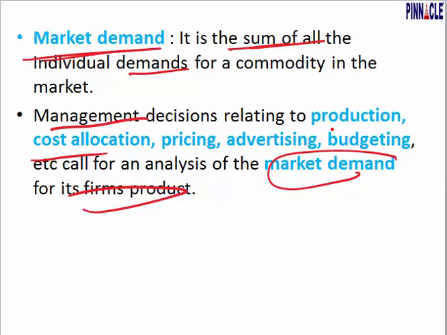Because if the production cost is very high and customers are not ready to pay that price, a decision has to be taken whether that particular commodity has to be produced or not. Similarly, what is the impact of advertising? It depends on the market demand. Season also depends. There are various factors which depend on the market demand, but the firm has to take care of the market demand while deciding many functions.